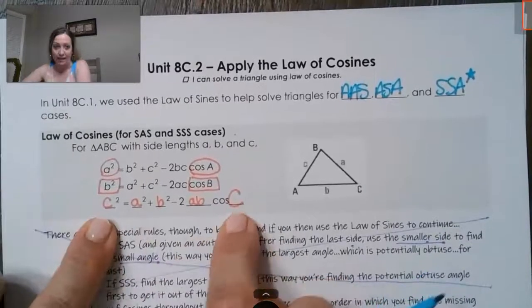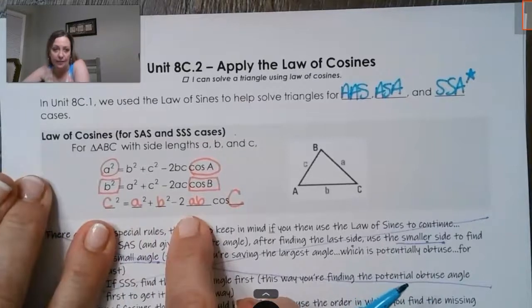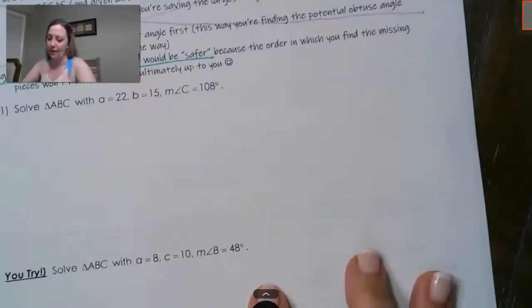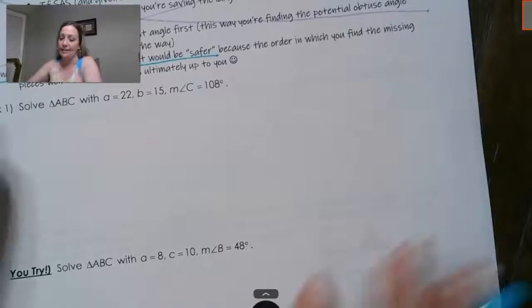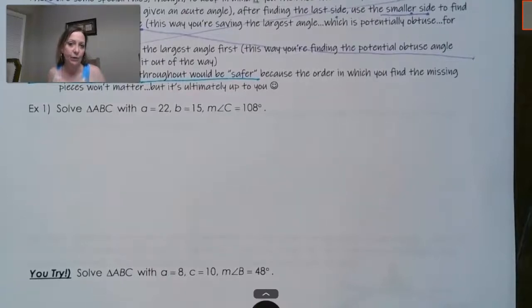Again, it's the side and the angle are here, and then we've just got that pattern using the other two sides here. We'll practice it, okay? So example 1 says we want to solve triangle ABC. And again, we have side a is 22, side b is 15, and the measure of angle C is 108.